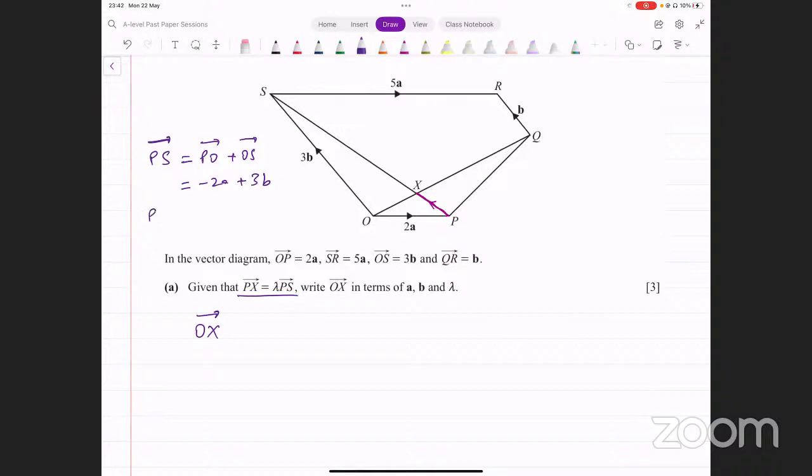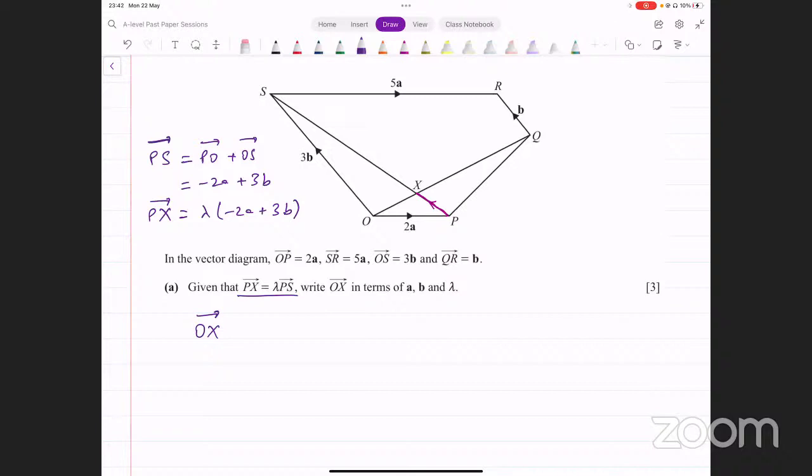So what will PX be then? What has he given us here? He said PX is lambda into PS. So that will be lambda into minus 2A plus 3B. That's the vector PX. He has given us this information here. Now what do we have to do?